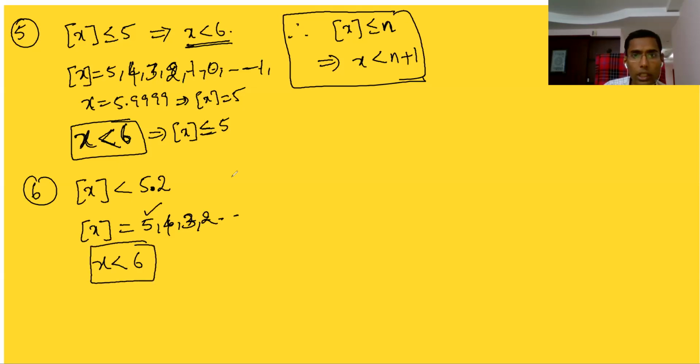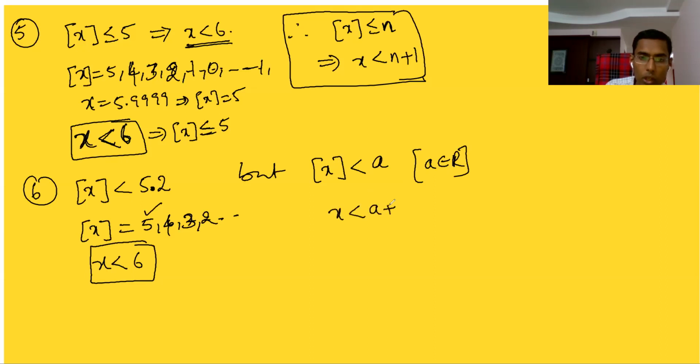So therefore here it's not only n, but anything: bracket x is less than a, then automatically a is any real number. So here you get x is simply less than a plus 1. That's what you are going to get. So bracket x less than 5.2 you have taken.